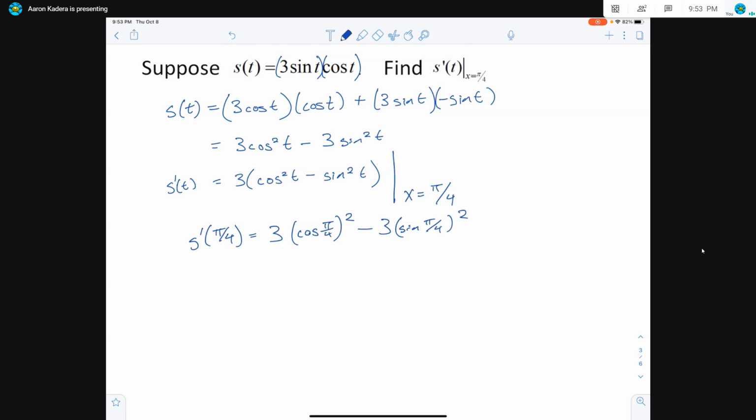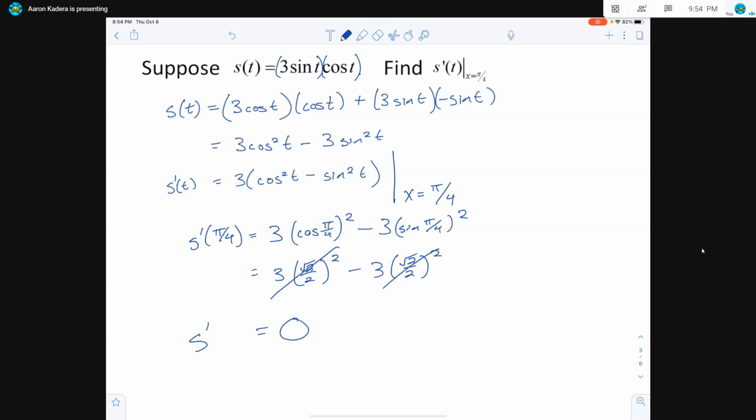So it looks like we are probably going to have 0 here. 3 times square root of 2 over 2 squared minus 3 times, and that is also, square root of 2 over 2 squared. So we have plus and minus of the same term. Well, what do you know? That derivative is 0.